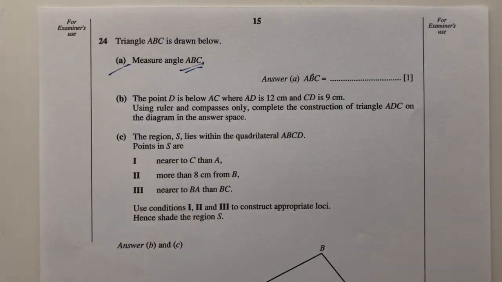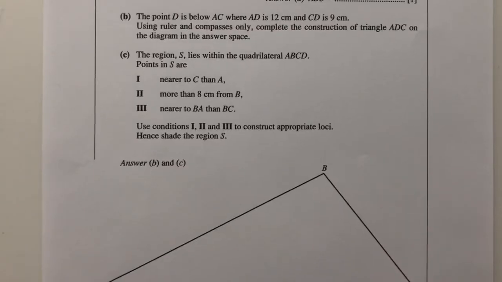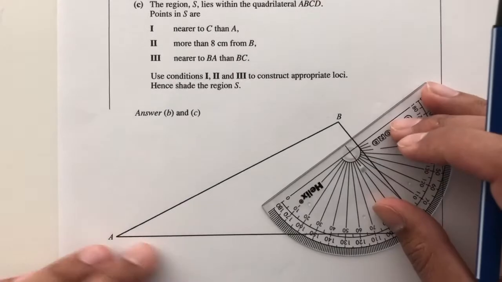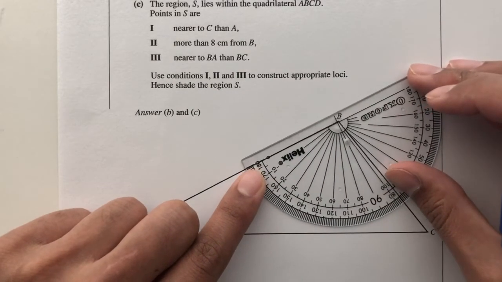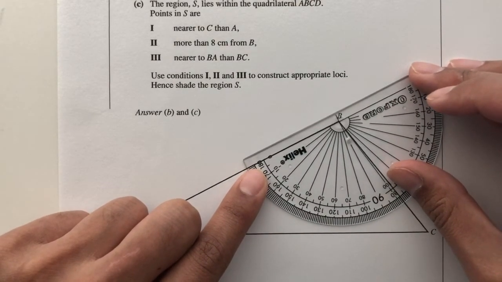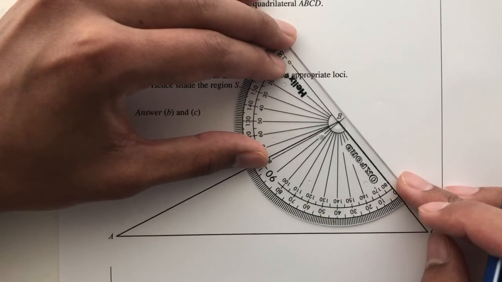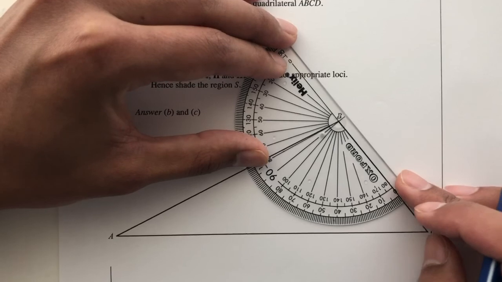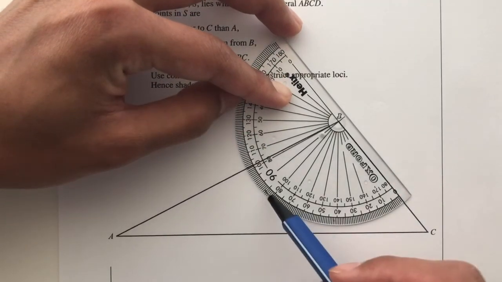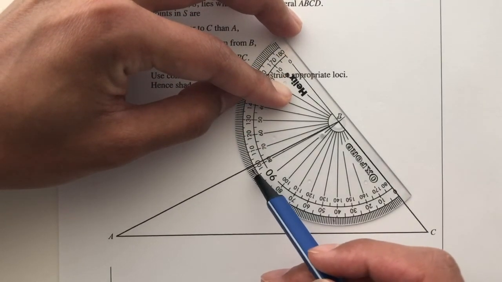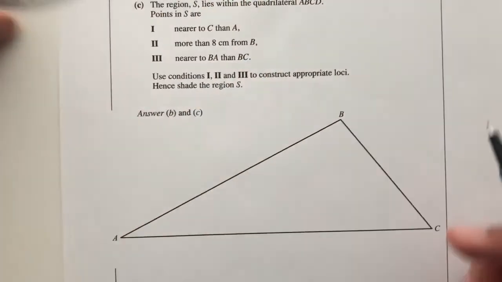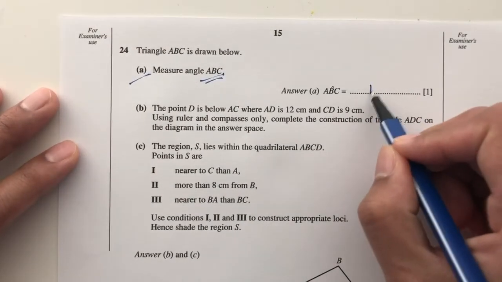So in this case, we have to use our compass. ABC will be angle B. So let me put this in this way so I can see this better. Going to the point B, to my center, this will be 90, this is 95, this is 100. So for me, it's 102. Angle B is 102.